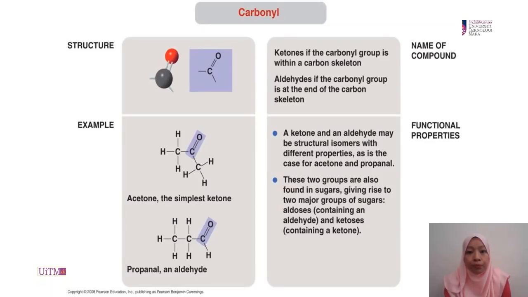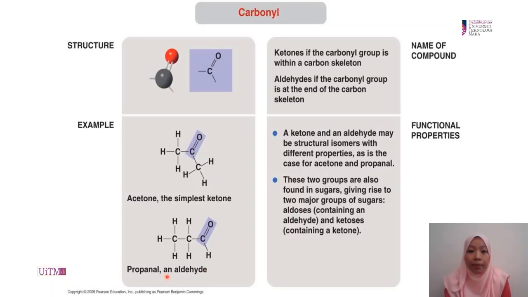Let's move on to carbonyl. Carbonyl is C double bond O. For carbonyl, there are two types of compound. If the carbonyl group is located within a carbon skeleton, let's say in the middle of the carbon skeleton, this will become a ketone. One example is acetone. However, if the carbonyl group is located at the end of the carbon skeleton, just like this one, it becomes an aldehyde. One example of an aldehyde is propanal.